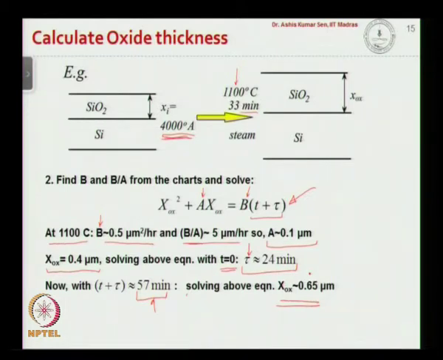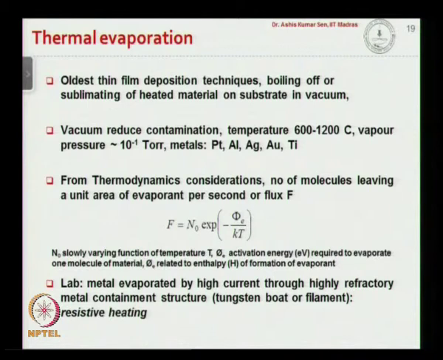So there are two approaches that you can use to predict the oxide layer thickness. One is by using the oxidation chart, the second one is by using the chart where you can find the value of B and B over A and use the Deal-Grove model.